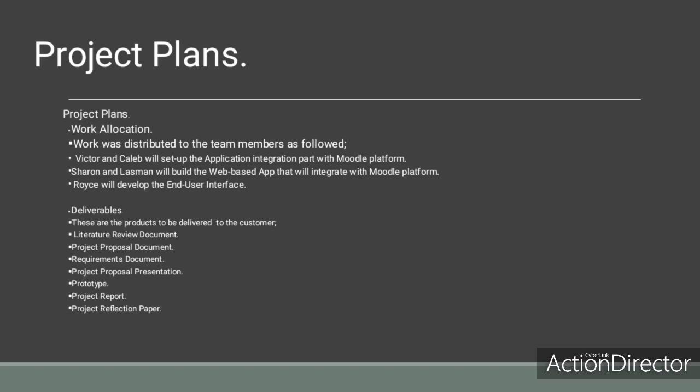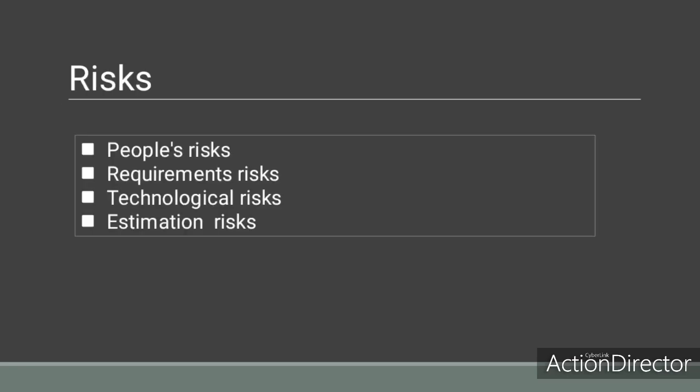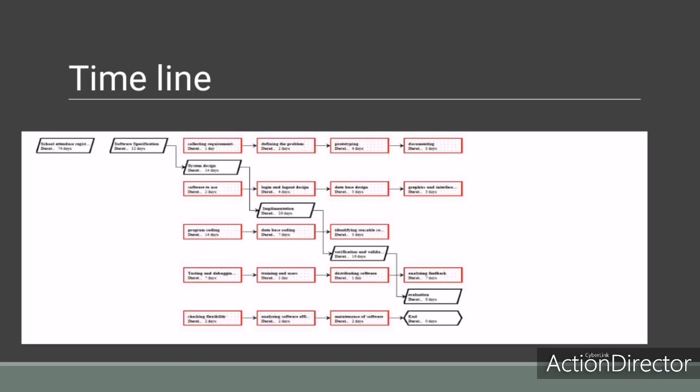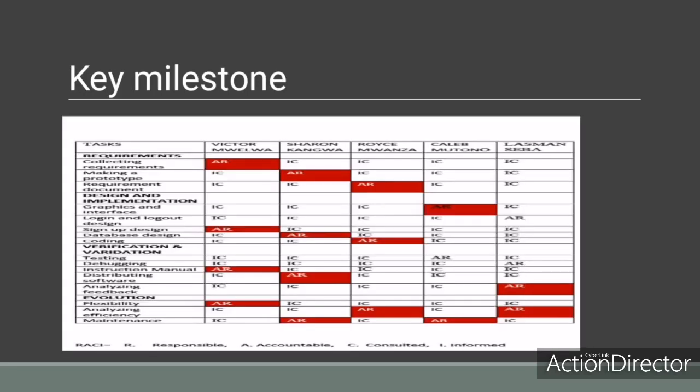On the part of deliverables, these are the products to be delivered to the customers. Down here we have the literature review document, project proposal document, requirements document, project proposal presentation, prototype, project report, as well as project reflection paper. Coming to project plans, we have risks, timeline, Gantt chart, key milestones. On the part of risks, we have people risks, requirement risks, technological risks, estimation risks. Down here, we have project charts, which include the timeline, Gantt chart, as well as key milestones.